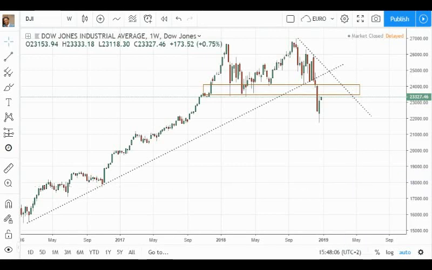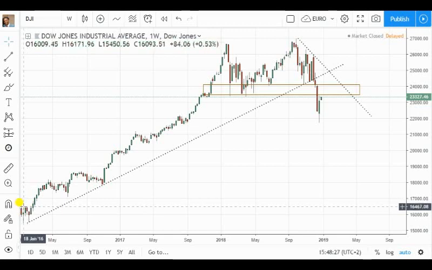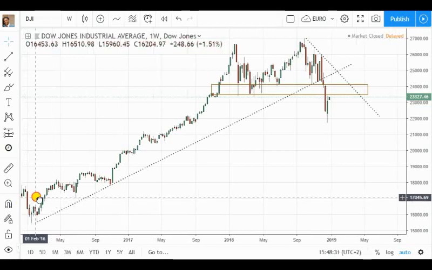So right here we're looking at the Dow Jones Industrial Average and looking at some interesting points that we've come across through the previous week. So here is a trend line that's a long-term trend line that started in 2016, all the way in January. So this started the 18th of January as the lowest point.